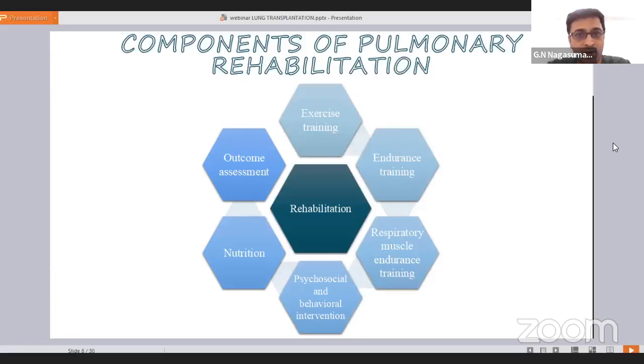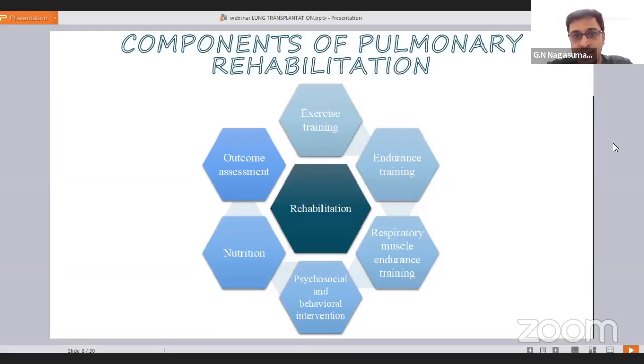So, the components of pulmonary rehabilitation. Being in pulmonary rehabilitation, not only a physical therapist will be taking part, but also your pulmonologist, transplant surgeon, a nutritionist, physical medicine doctors, and a psychologist. So these all come in, and we work as a team.